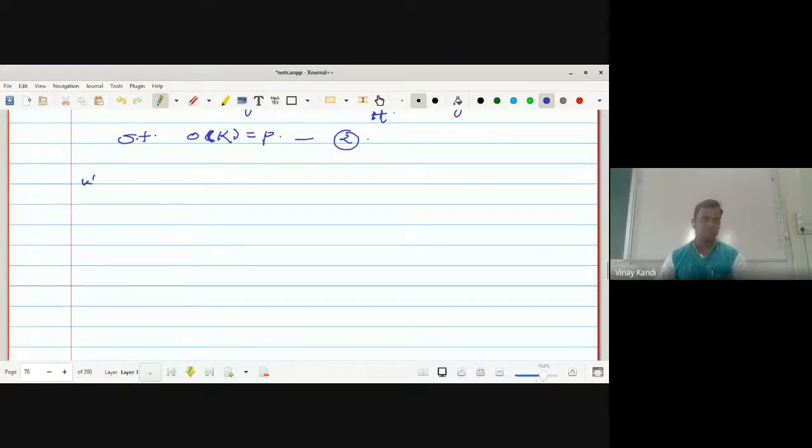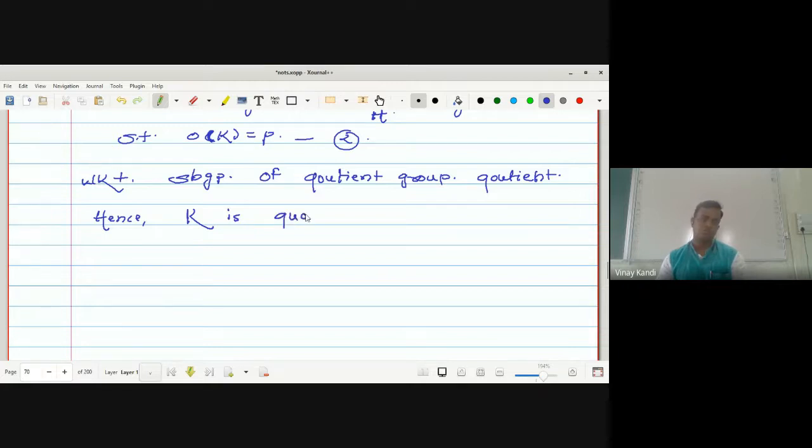Now we know that a subgroup of a quotient group is a quotient group. Okay. Subgroup of quotient group is quotient. Hence, here K is what? K is a quotient group. Is it correct? Okay, K is a quotient group containing H.